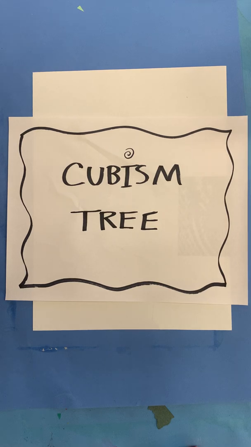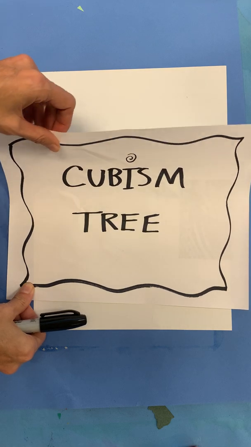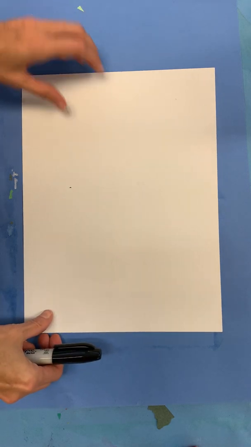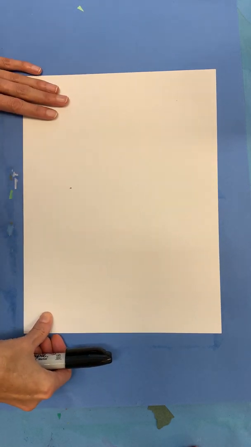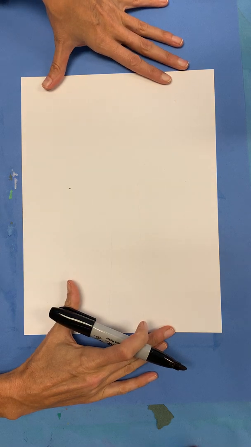Hi, art people. We are going to start our Cubism tree today. Cubism, as you know, is a type of art movement where artists try to show many different points of view in one picture, sometimes seen as a very blocky, chunky, sort of distorted look within an artwork. What we're going to do is start our tree, and we're going to be inspired by the Cubism movement.